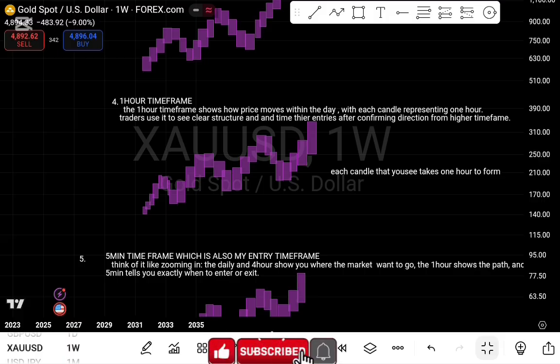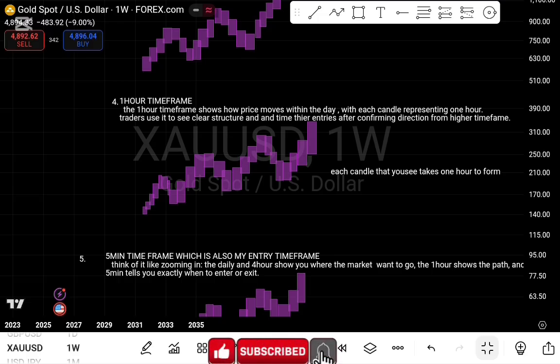What is the work of the 1-hour time frame? It gives you where to enter from. It shows you where you should be looking for possible buys or sells in the market, aligning with your higher time frame, aligning with the direction that your 4 hours give you, aligning with the direction that your daily time frame gives you. So the 4 hours help you to confirm entries from your higher time frame.